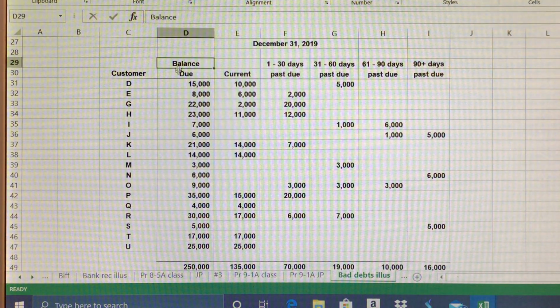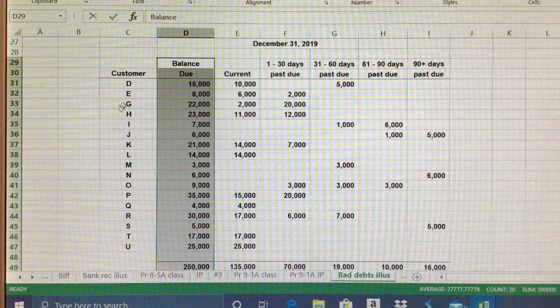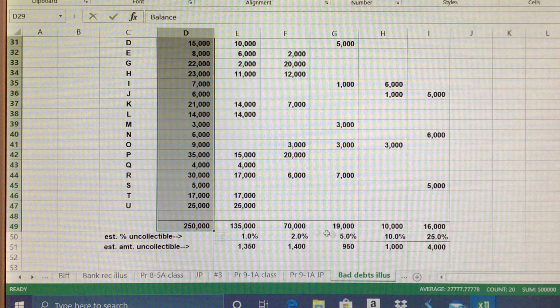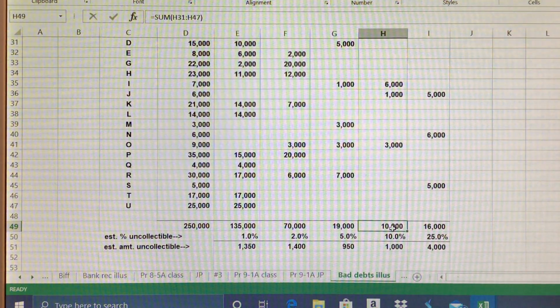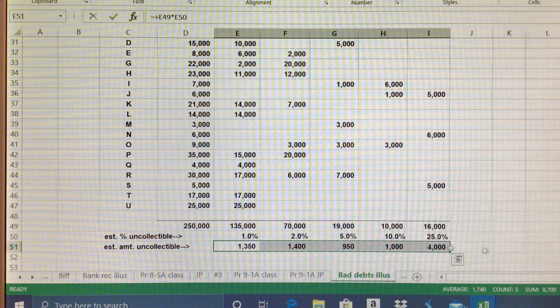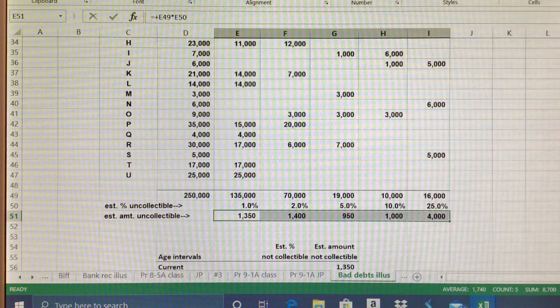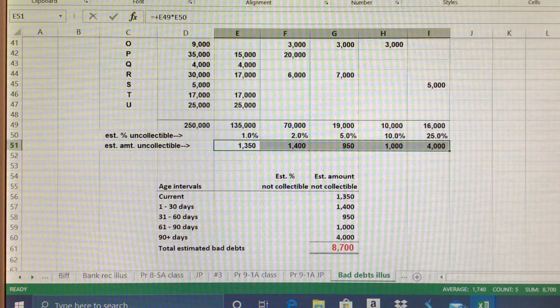So the total, these are all of our clients and customers here, $250K. And then we use these percentages here. These are estimates. We are estimating that we will not collect 25% of the August and before, 10% of September invoices. And the percentages go down as the receivables become more current. This becomes our estimate of uncollectible receivables. And that is a total of $8,700.